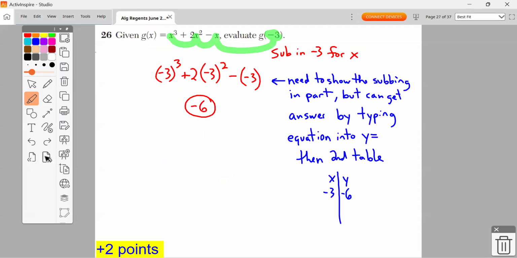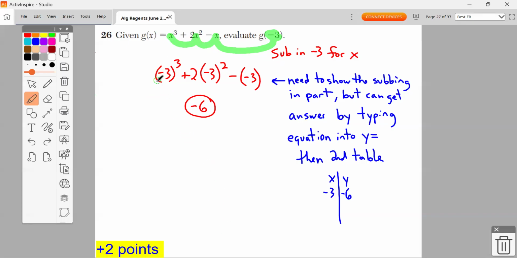In question number 26, given g of x equals x cubed plus 2x squared minus x, evaluate g of negative 3. So what they want you to do is take this negative 3 and sub it in for x, sub it in for x, sub it in for x. You have to be careful.